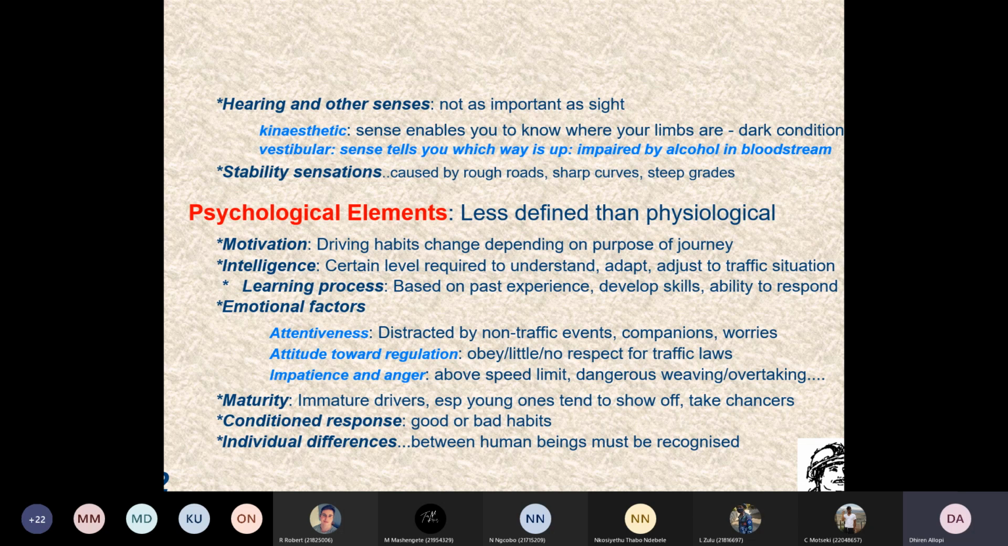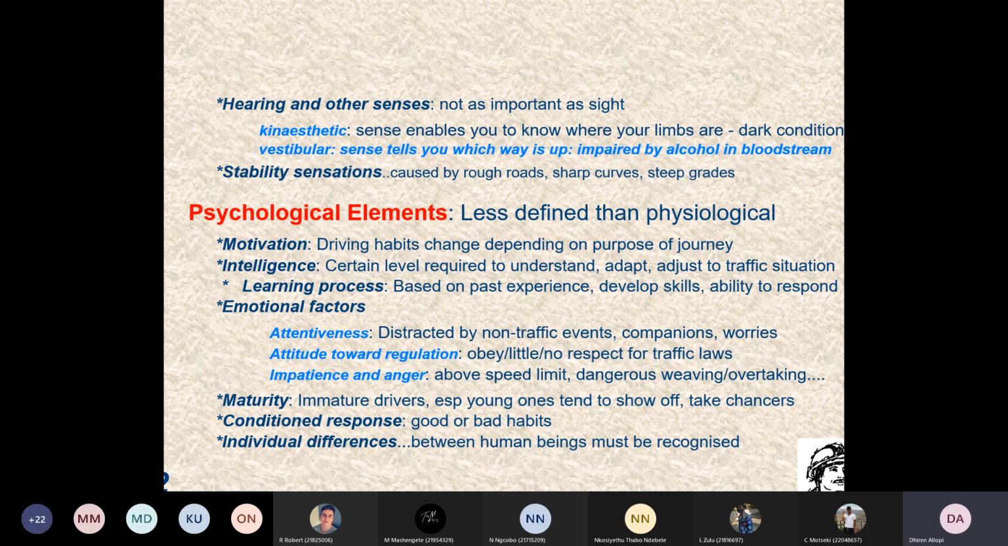With psychological elements, you can see a few listed, like motivation. When we talk in terms of motivation, a lot of driving habits change depending on the purpose of the journey. For example, if you were traveling to maybe the Suncoast Casino, your motivation would certainly be different to, for example, traveling to campus. And that could also have an impact on your driving behavior, your driving habits. Intelligence, yes, certainly some degree of intelligence is needed by a driver to be able to understand and adapt to traffic situations. So intelligence also plays a role.